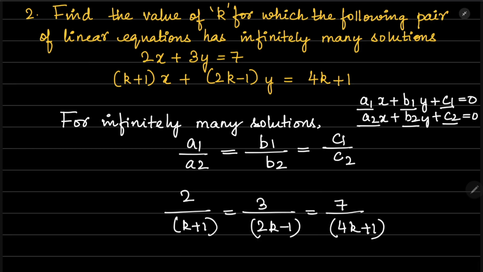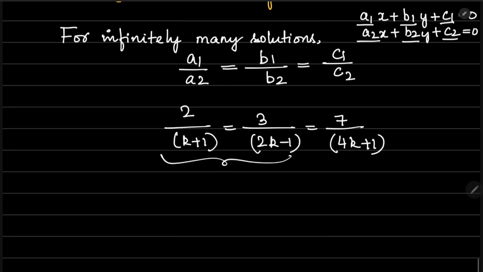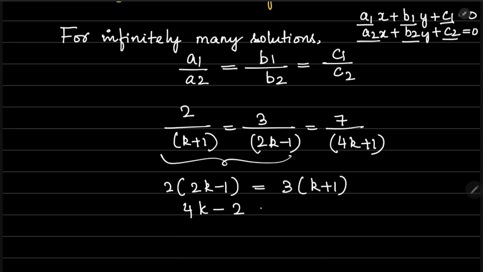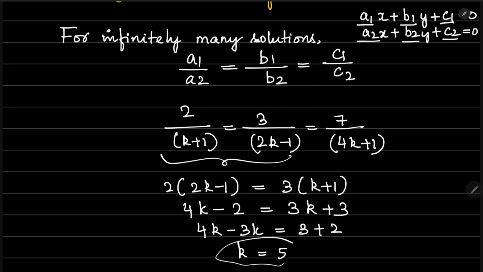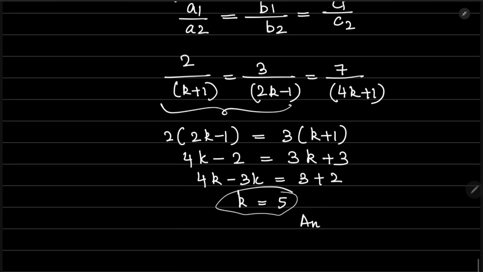You can take any two of the equations because they are all equal. So I am going to take the first two. Cross multiply, what do you get? 2 multiplied by 2k minus 1 should be equal to 3 multiplied by k plus 1. Open the brackets. So 4k minus 2 is equal to 3k plus 3. So 4k minus 3k equal to 3 plus 2. So k is equal to 5. This is your answer. Okay, so k is equal to 5 is your answer.